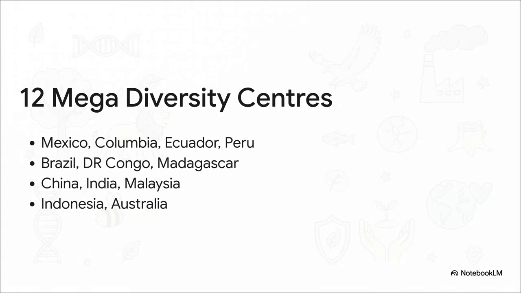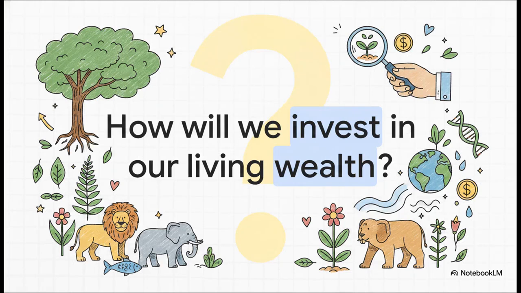These 12 nations are known as the Megadiversity Centers. You can think of them as the primary vaults holding our planet's greatest biological treasures. These centers are located in Mexico, Colombia, Ecuador, Peru, Brazil, the Democratic Republic of Congo, Madagascar, China, India, Malaysia, Indonesia, and Australia. The health and protection of the ecosystems within these specific borders disproportionately dictate the biological wealth of our entire world.